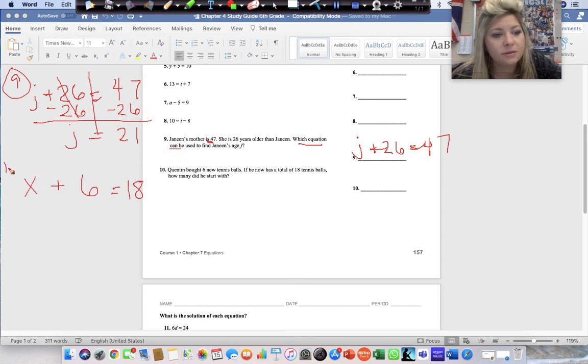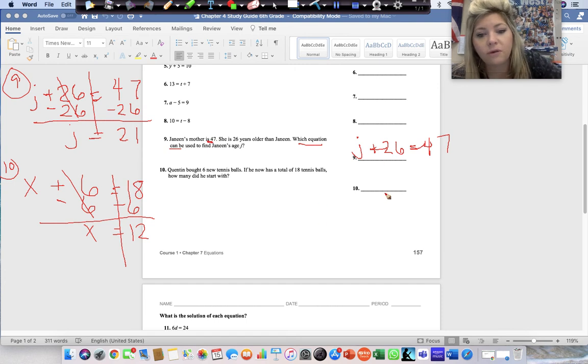I'm using an x. This is number 10, by the way. So we're going to draw our line down from the equal sign. We're going to subtract 6 from both sides because right now, 6 is being added to the variable x, so we have to do the opposite. That's a 0 pair, so it cancels. We're going to bring down our x, and 18 minus 6 gives us 12. So he originally had 12 tennis balls. So 12.